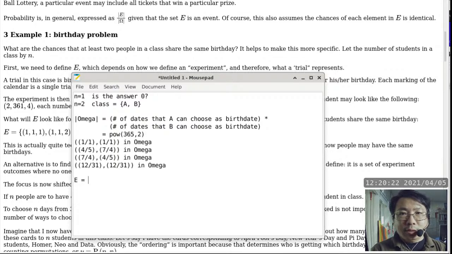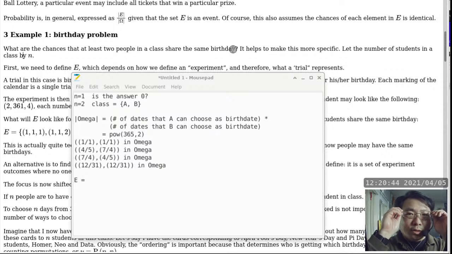All right, so now we want to think about E. So what does E look like? E is representing a subset of omega where it meets what we are describing here. At least two people in the class have the same birthday or same birth date. I should be changing this birthday, which implies that it includes the year, to birth date, which specifically excludes the year from a date.